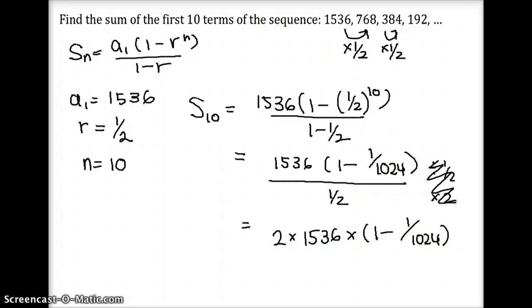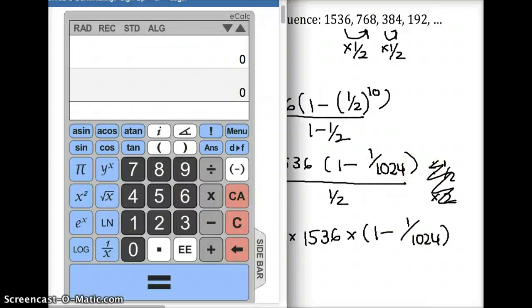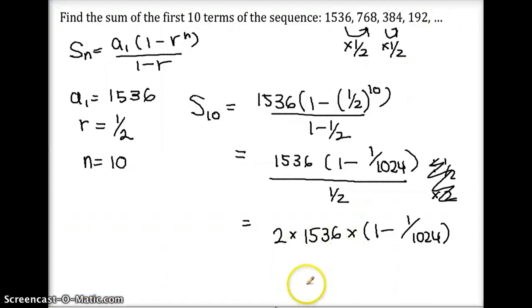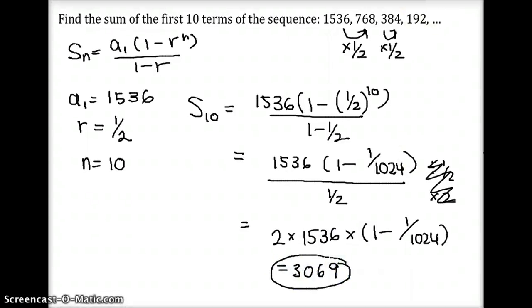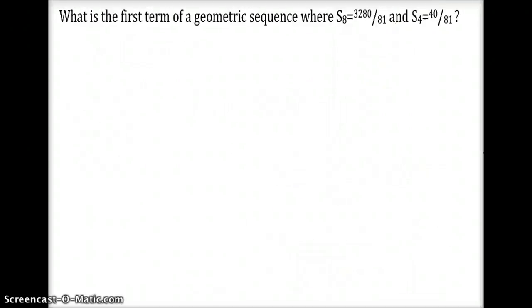And then I'm going to use my calculator here. So 2 times 1,536 times 1 minus 1 divided by 1,024 equals 3,069. So our answer is 3,069. So the sum of the first 10 terms of this sequence is 3,069.